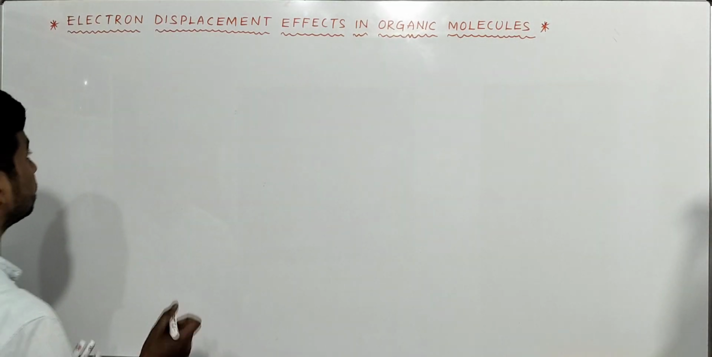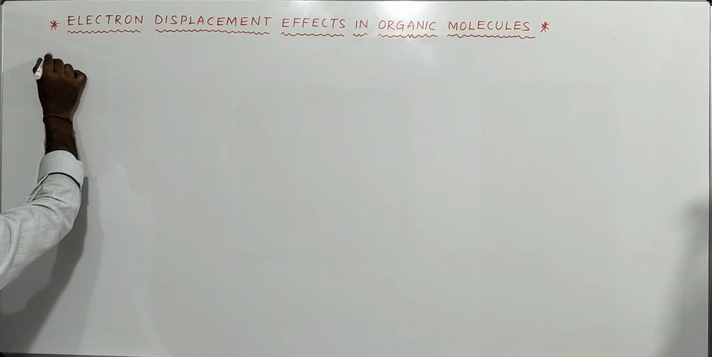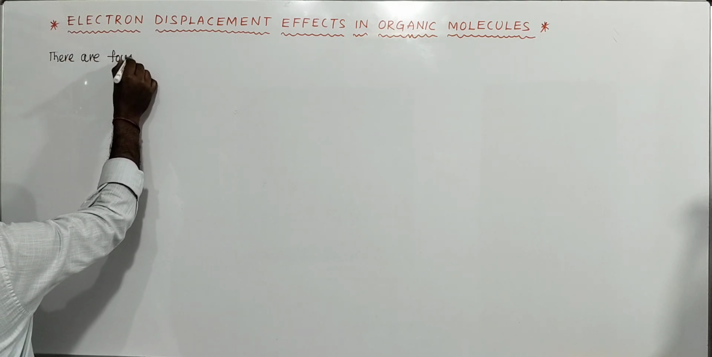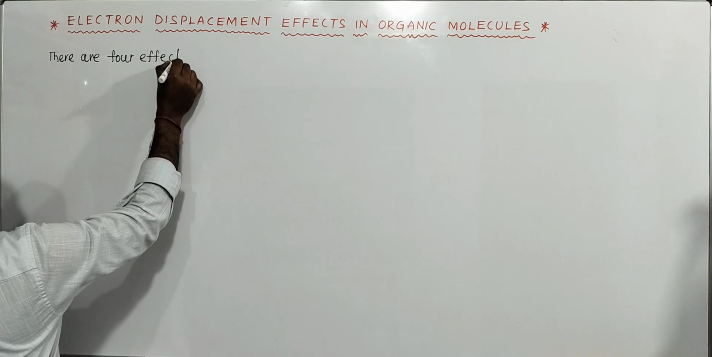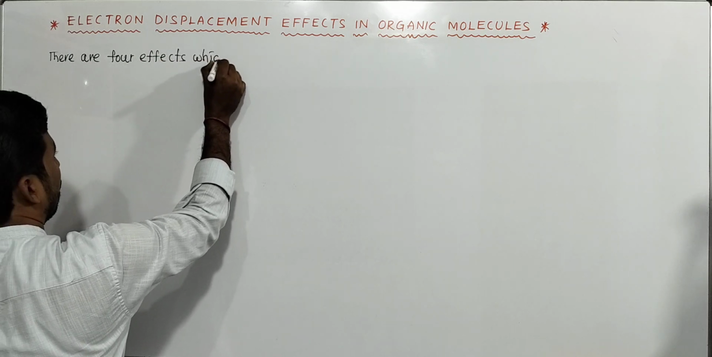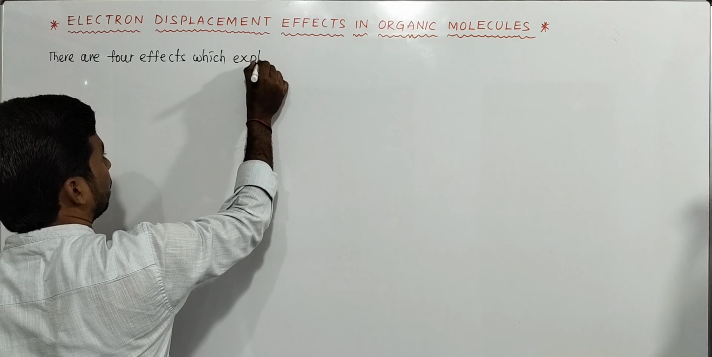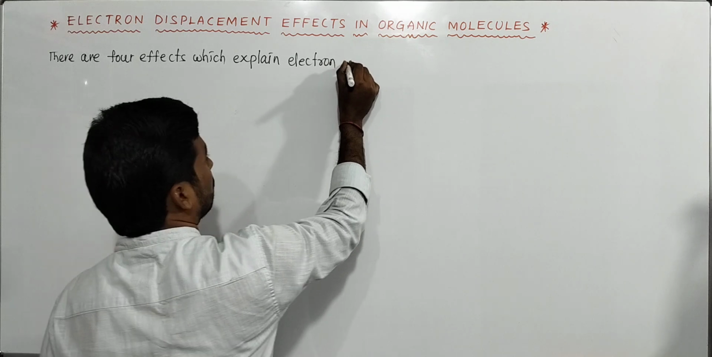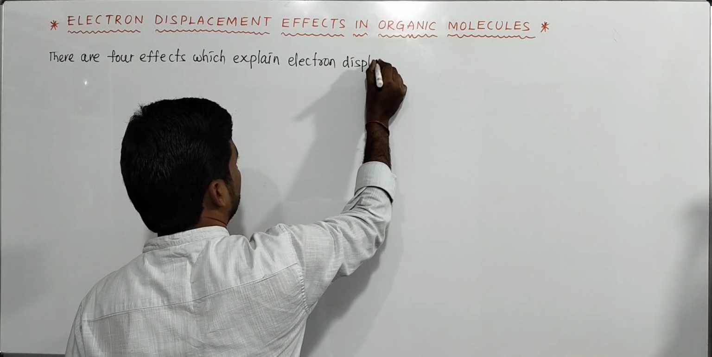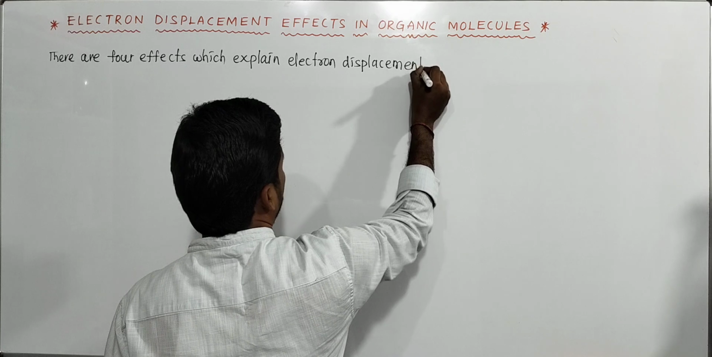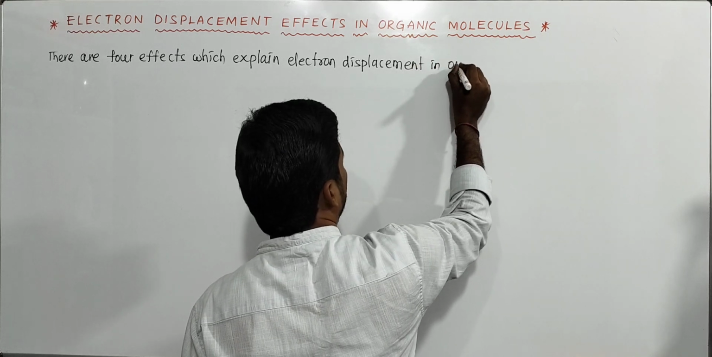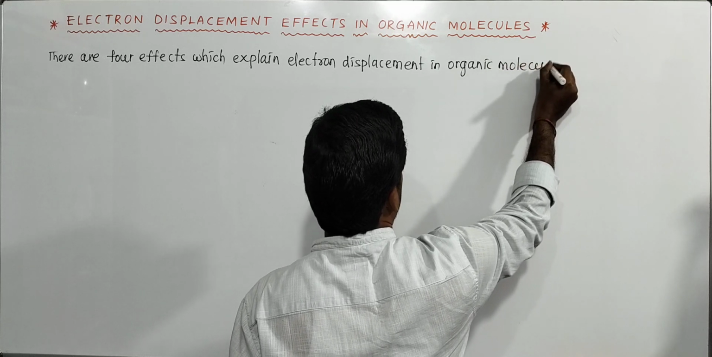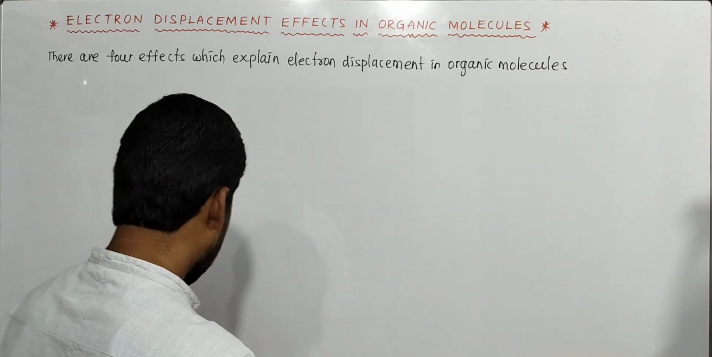There are 4 effects which explain electron displacement in organic molecules. So what are those 4 effects?